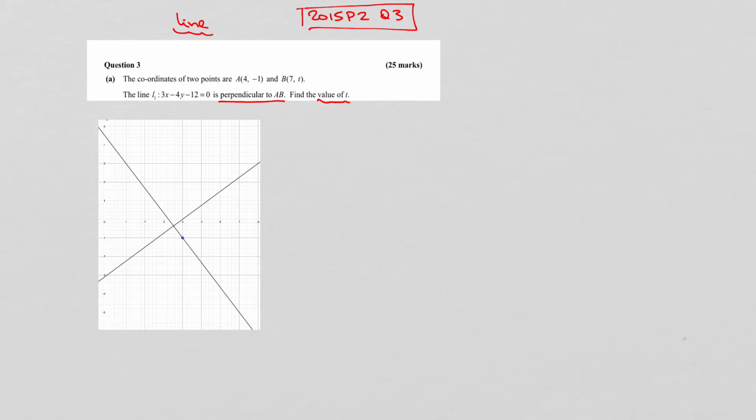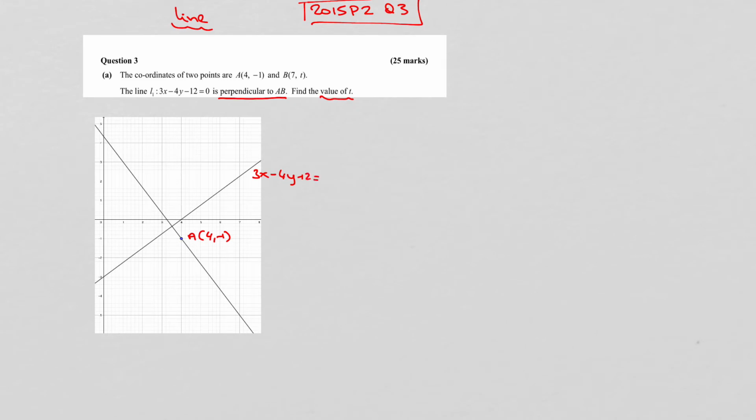So here we have our point A, which is (4, -1), and we have a line perpendicular to 3x minus 4y minus 12 equals 0. So this point B, (7, t), must be somewhere along that perpendicular line. But of course, if we have the line and we have a line perpendicular to it, then in order for us to figure out what t is, we need to remember that if two lines are perpendicular, then their slopes multiplied give us minus 1.